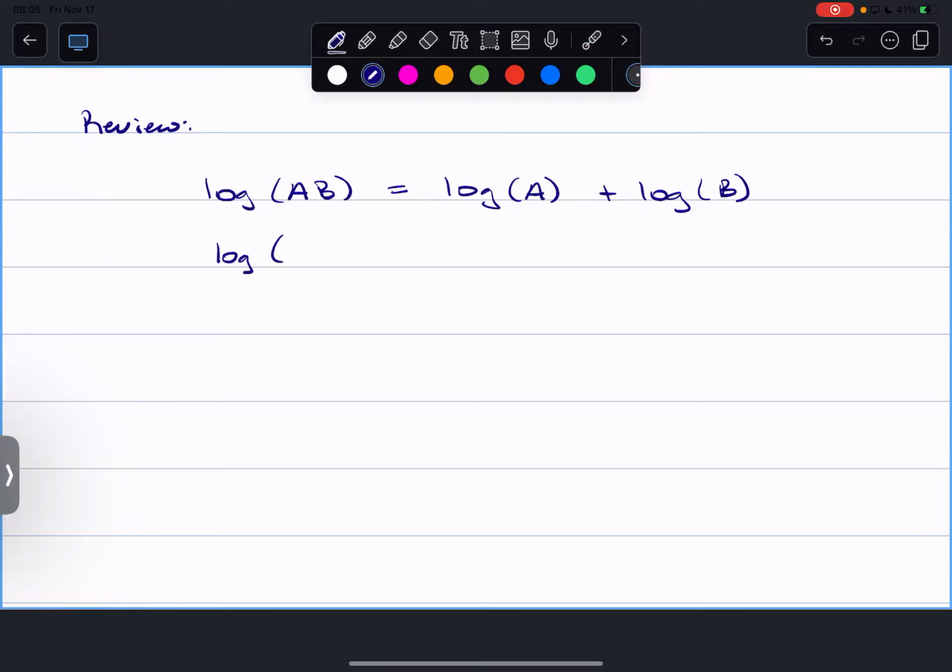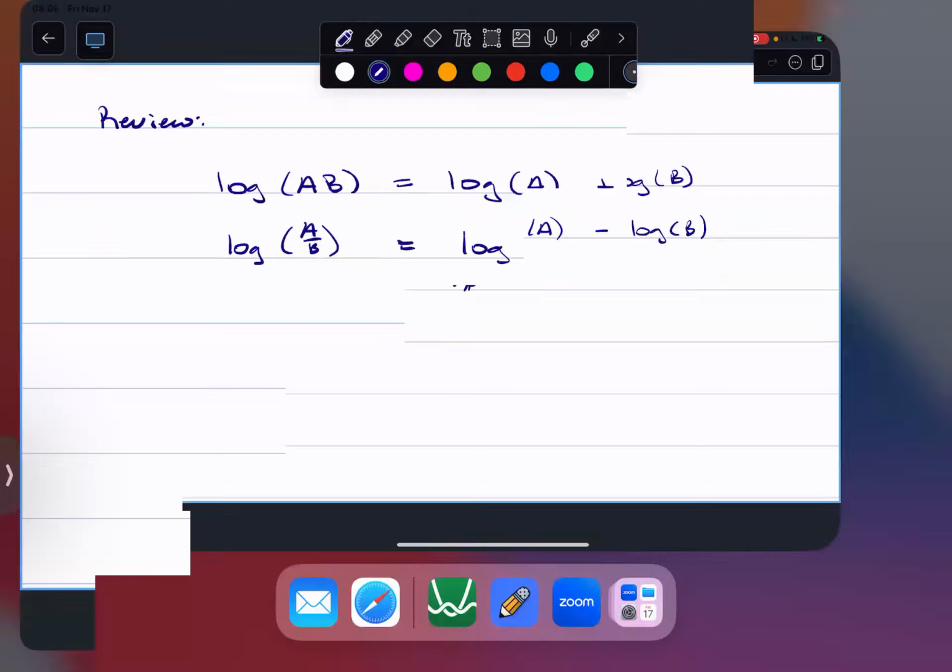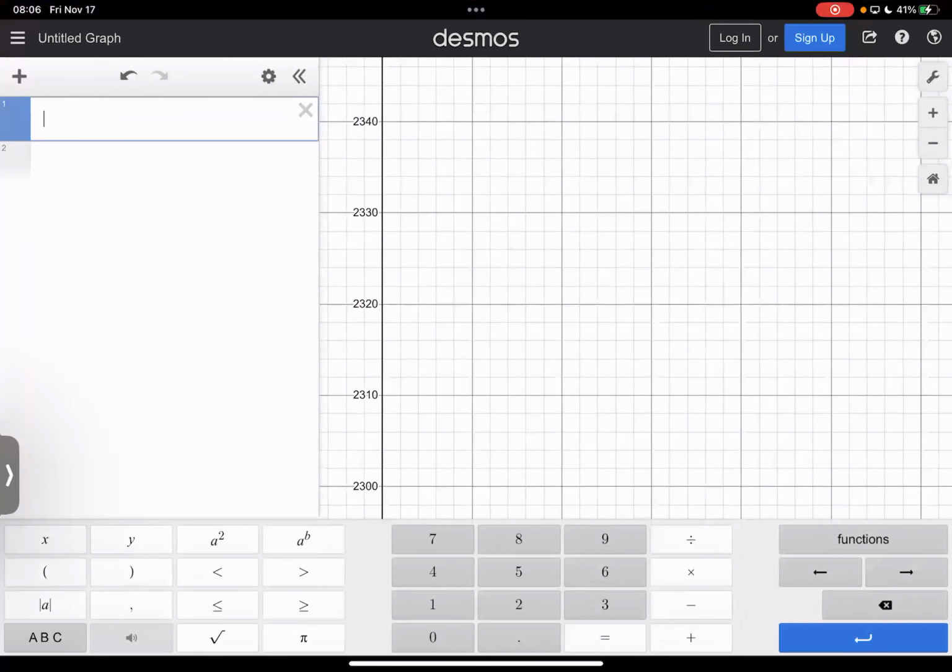And the log of a over b is the log of a minus the log of b. So those are the rules that we introduced last day. But I'll call that the end of the review. The only thing that I've avoided talking about is the graph of the log. But using Desmos, we can have a look here.